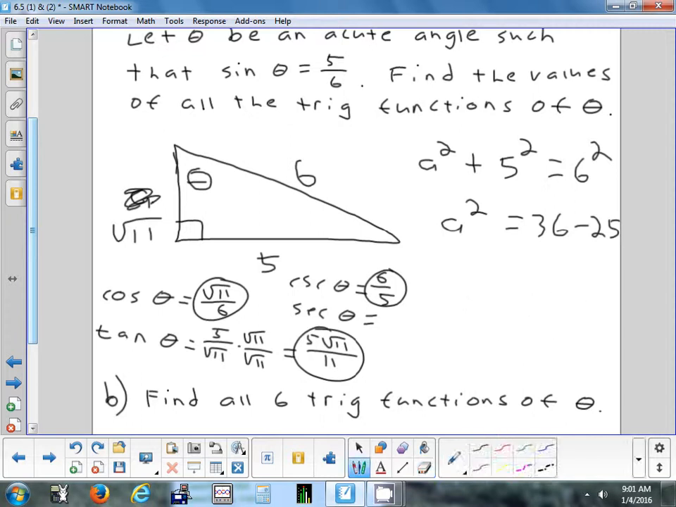Okay, what about my secant? Can anybody give me that one and fix anything you need to fix? Yep. It's square root of 7 over 6. I mean 11. Yep. So it's going to be your cosine flipped. So it's going to be 6 over the square root of 11. So it's going to be just like tangent. You're going to have to fix it the same way. And lastly, my cotangent.